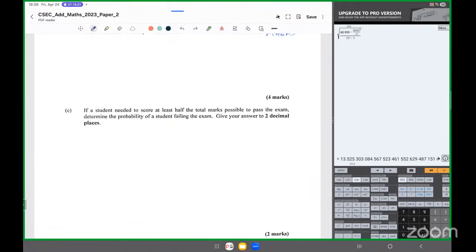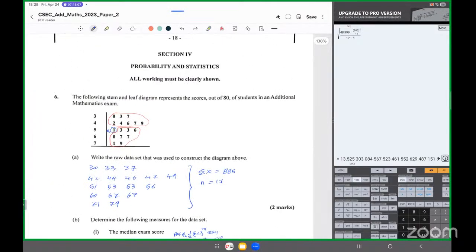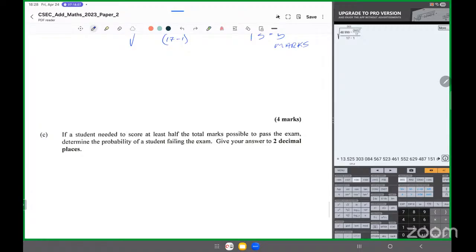If a student needed to score at least half the total marks possible to pass the exam, determine the probability of a student failing the exam. Give your answer to 2 decimal places. So what's half the total marks? The total marks is 80, right? So half the total mark is 40. At least 40 means the student needs to score greater than or equal to 40 marks to pass.